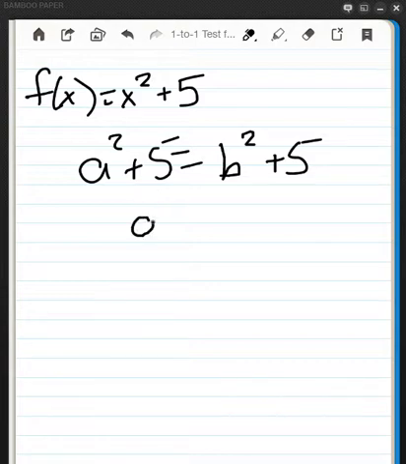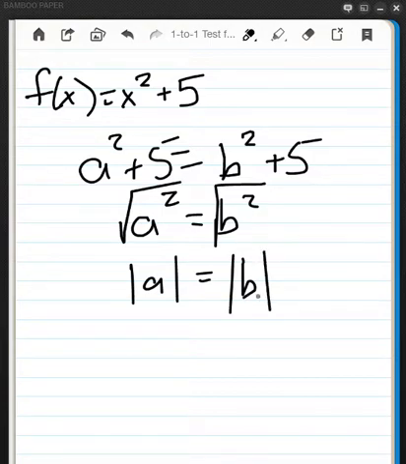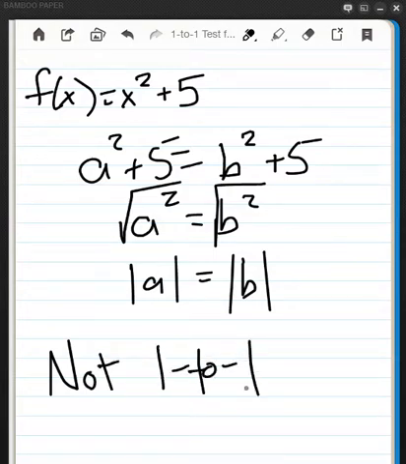We can subtract 5 from both sides, so a squared is equal to b squared. We can square root both sides, but remember that when you square root a variable, you end up with the absolute value. So the absolute value of a is equal to the absolute value of b. Alright, can we prove that a is equal to b? Nope. a could be 3 and b could be negative 3. They don't necessarily have to be equal to each other. So this function is not one-to-one.